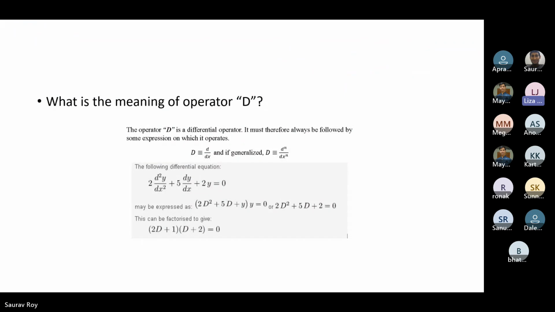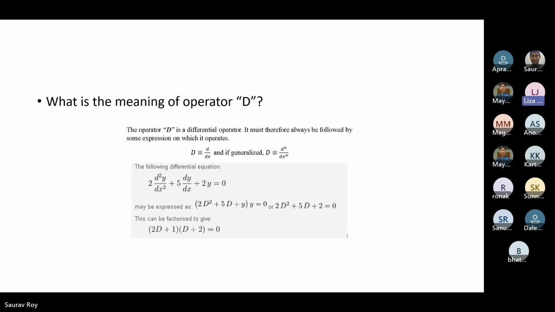Since this D is an operator, it must be followed by some expression on which it will operate. So for example, you have this differential equation 2d²y/dx² + 5dy/dx + 2y = 0. If you now replace d by dx with D, you will get your equation like this: 2D² + 5D + I think that should be 1. That should be 2, sorry, there's a mistake. So basically that is 2D² + 5D + 2 = 0.